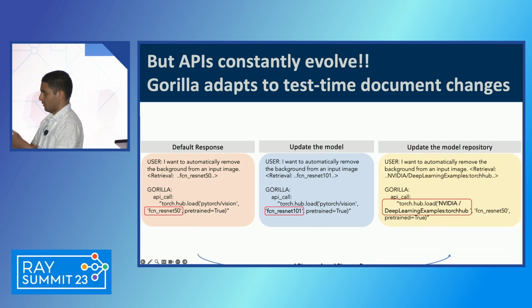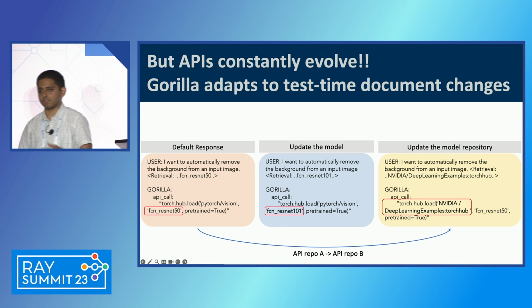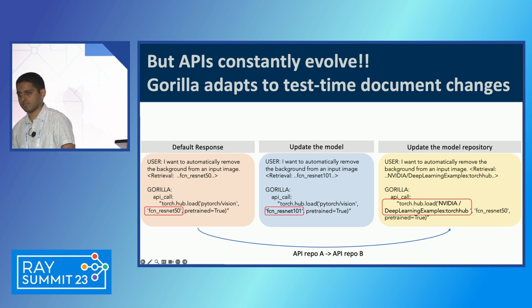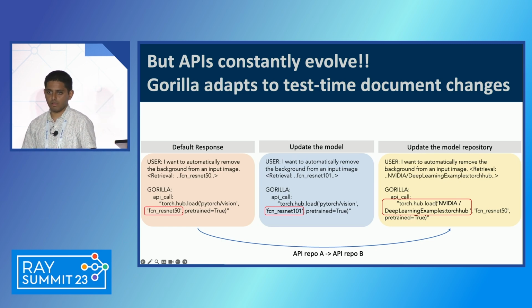Now, this is where the API version changes, but you can also have your repository change, right? So in this scenario, instead of using PyTorch, we have engineers at NVIDIA who are writing CUDA code that's customized for your task. So probably you can use a much faster and optimized model if you were to go for the NVIDIA repository. So basically, across changes in API versioning and changes in API repository or any other changes, Gorilla is able to adapt to changing APIs. OK, so I'll take questions at the end.